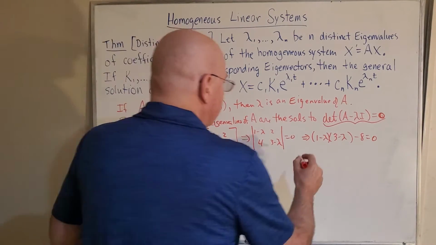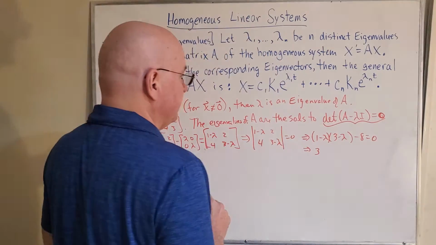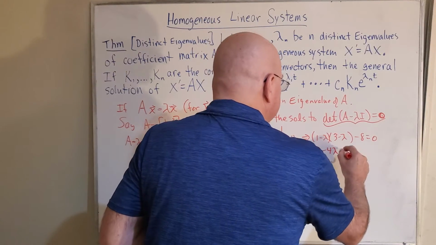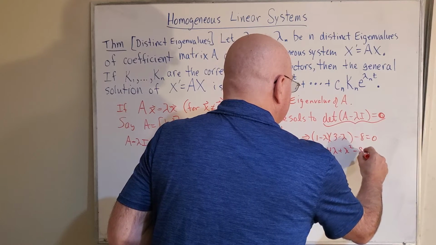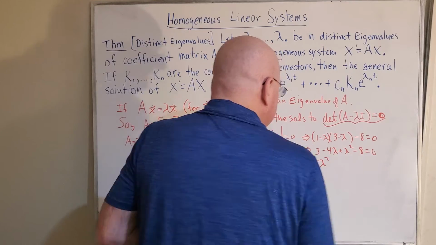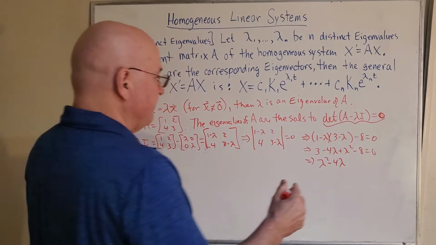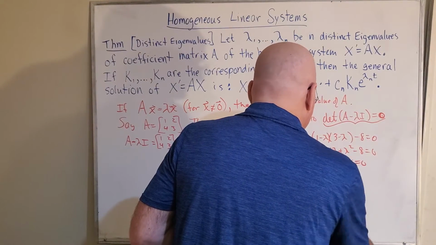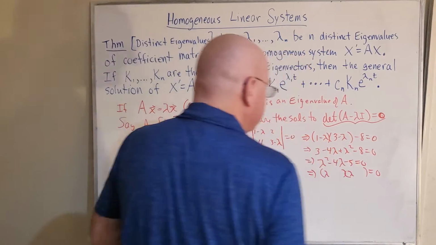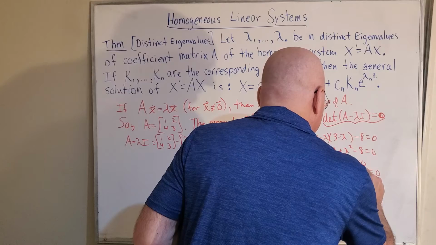Okay? And that gives us, if we FOIL it out, 3 minus lambda minus 3 lambda minus 3 lambda... I mean minus 4 lambda plus lambda squared minus 8 equals 0. Let me rewrite that. Lambda squared minus 4 lambda. 3 and negative 8 gives us negative 5. And now let's factor. Lambda minus 5 and lambda plus 1.